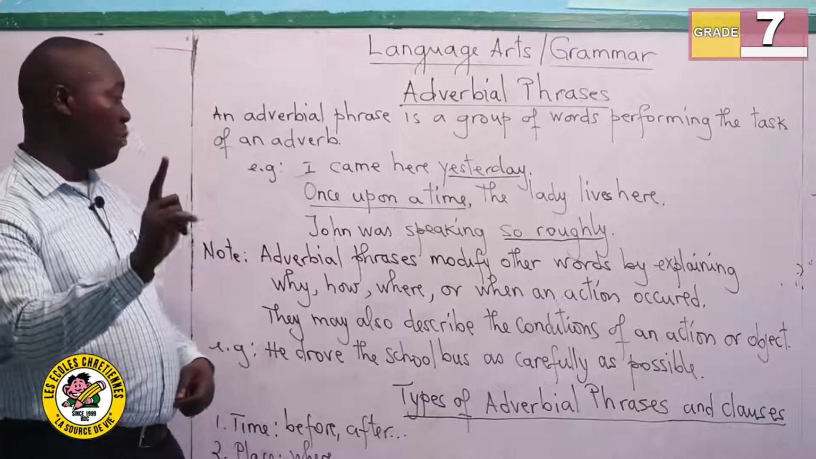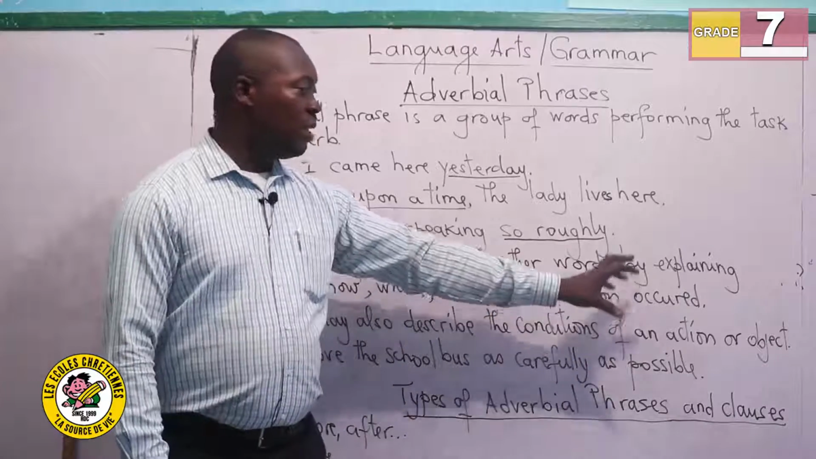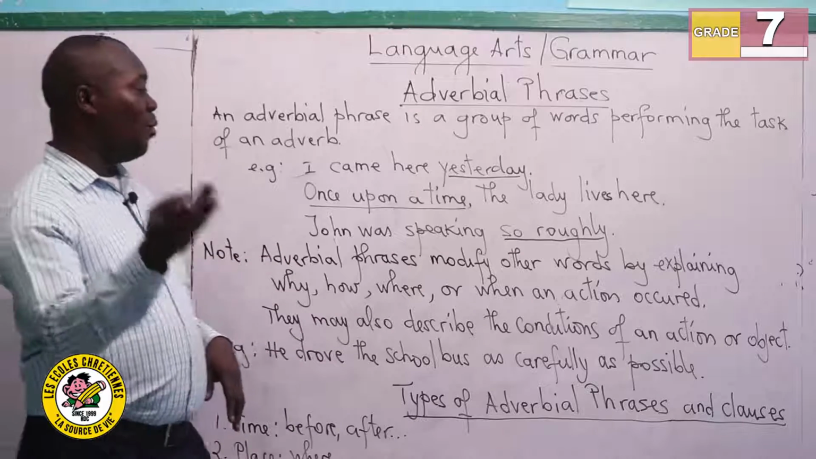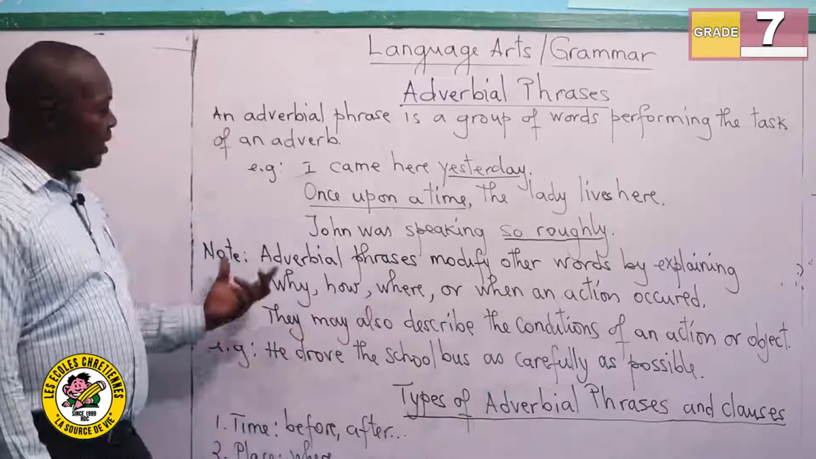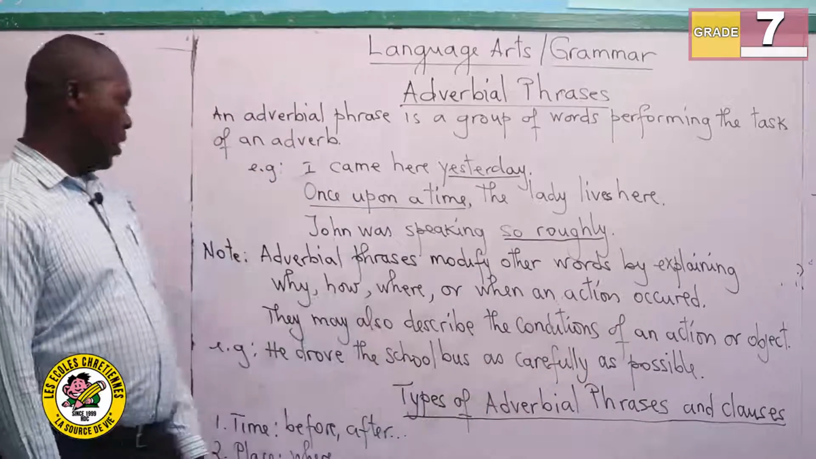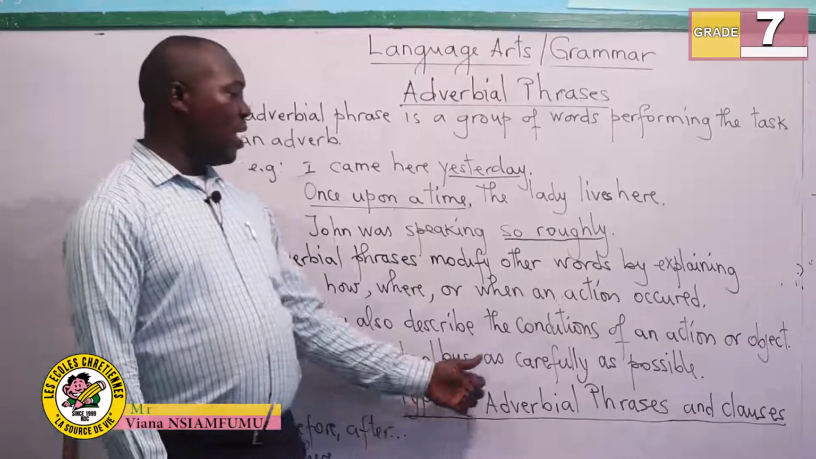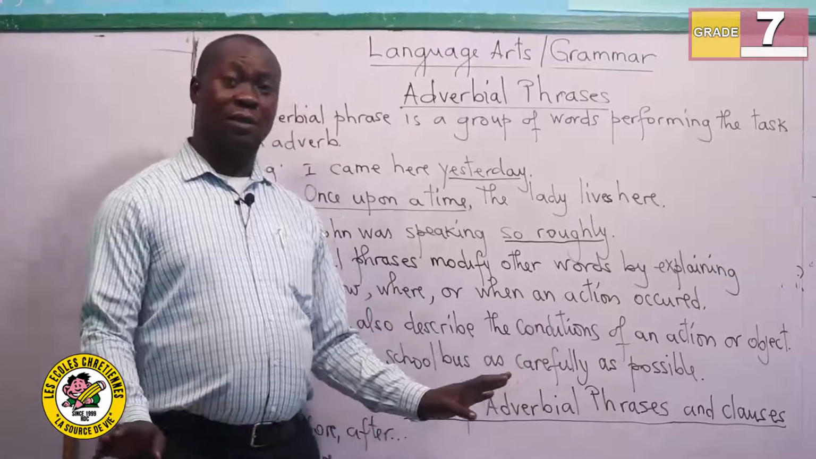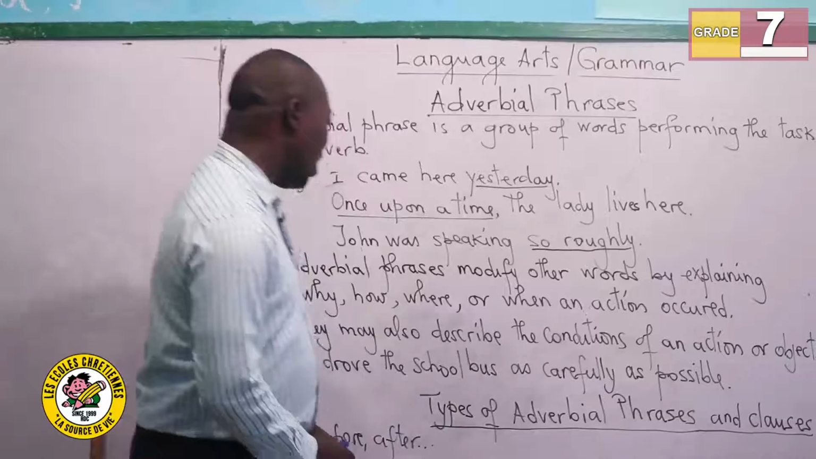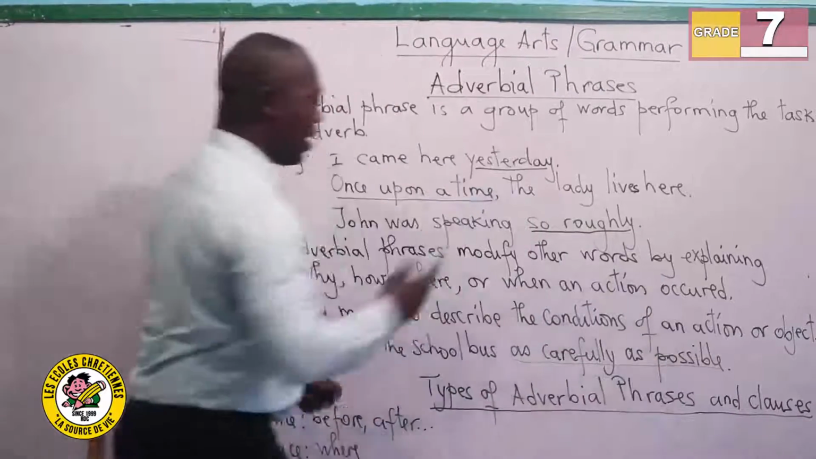What you're supposed to have in your mind, you have to note something. Adverbial phrases modify other words by explaining why, how, where, or when an action occurred. They may also describe the condition of an action or objects. For instance, we can say, he drove the school bus as carefully as possible. As carefully as possible is our adverbial phrase.